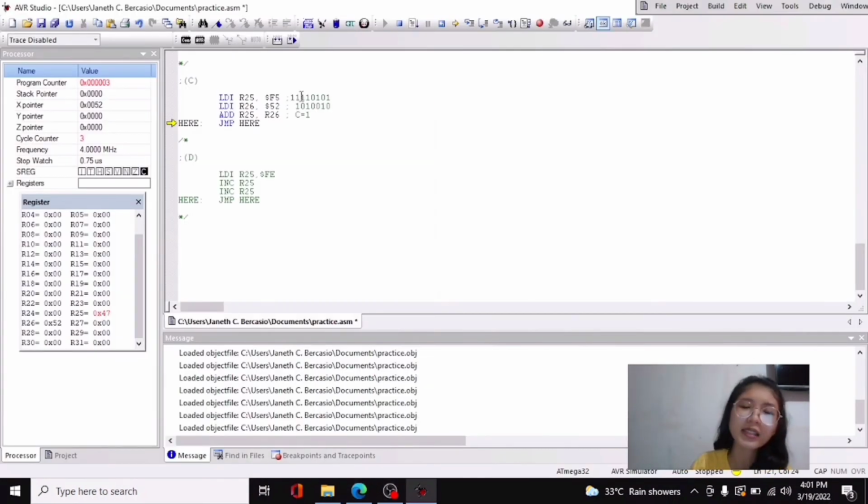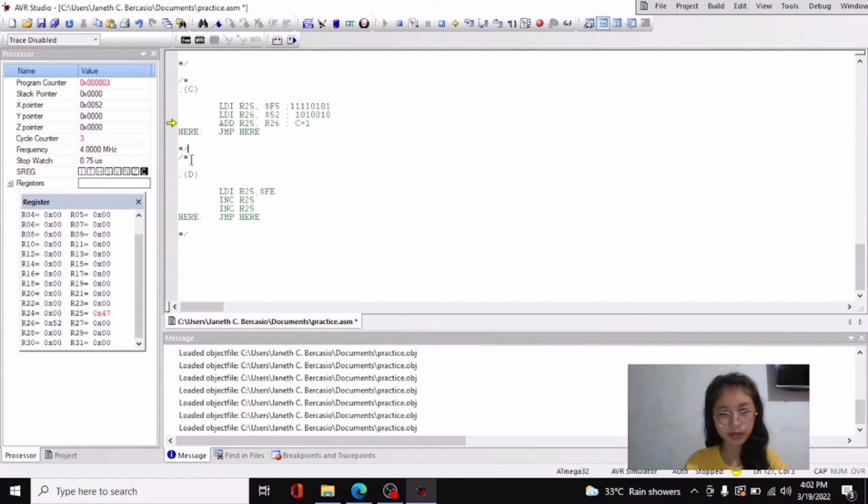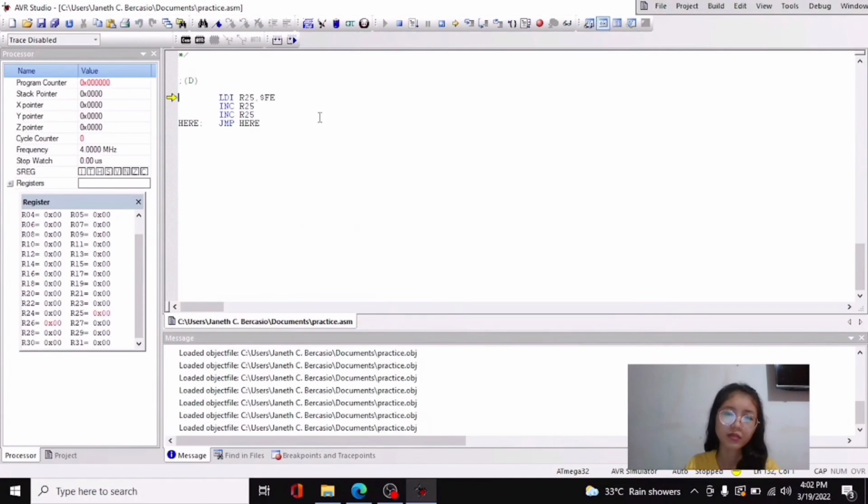So when we add the 6th bit, 1 plus 1 is 0 carry 1. On D7, we have 1 plus 1 is 0 carry 1. So we also had a carry on the D7. That's why C is equal to 1 in this program. And now for the last letter, which is letter D.